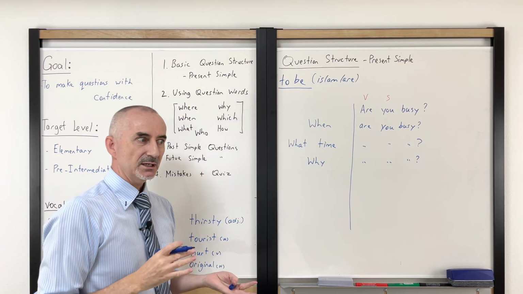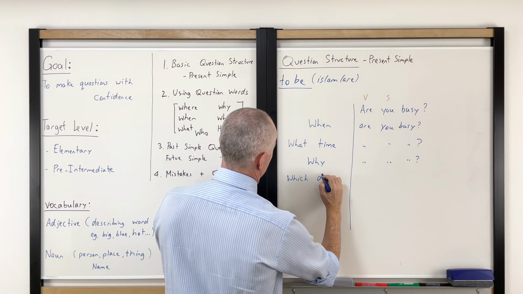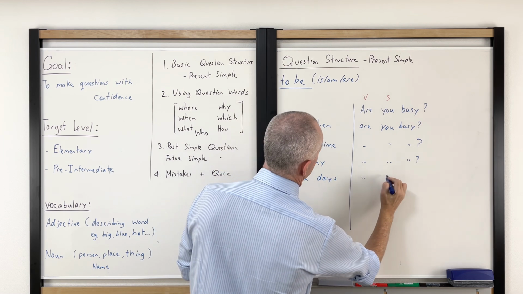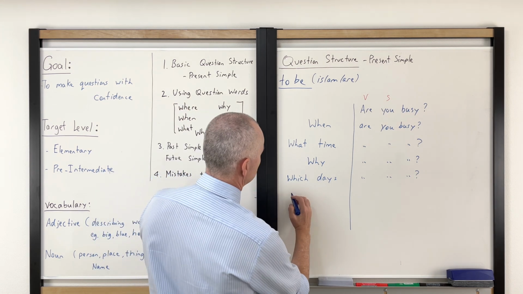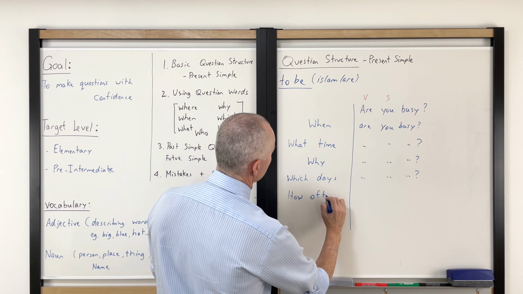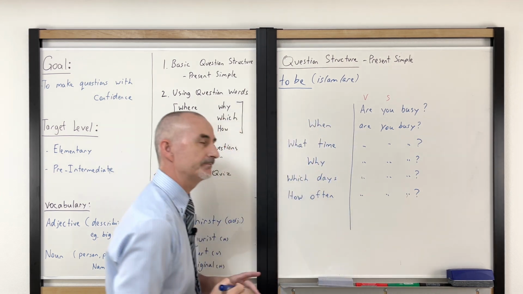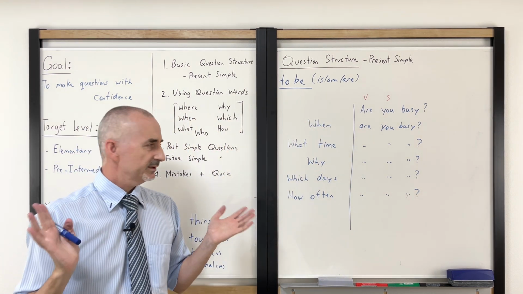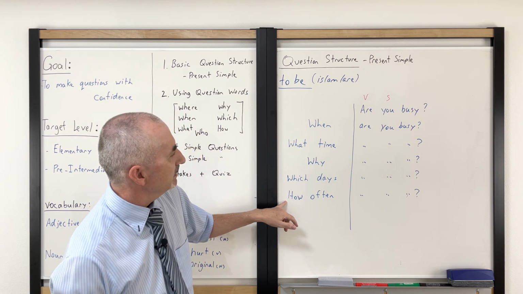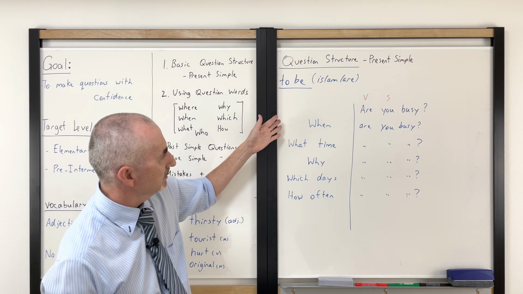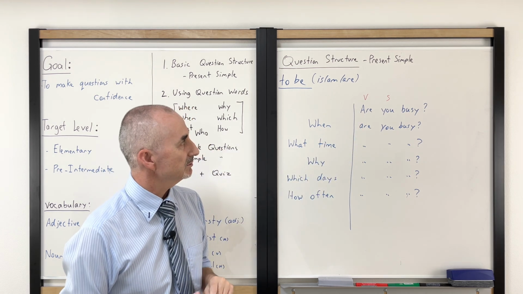Which? We can say which days, which months. Which days are you busy? How? We can say how often. How often are you busy? Who is a little strange. Okay, so now we have 1, 2, 3, 4, 5 question words with our original question, are you busy?